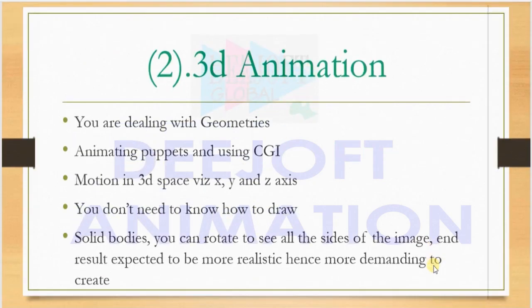3D animation is another example. You are dealing with geometries, animating puppets and using computer generated images, the motion and X, Y, and Z axis. The good thing about it is that you don't need to know how to draw solid bodies. You can rotate to see all the sides of the image, unlike 2D animation where you can only see one part of the image. And the end result is expected to be more realistic, though demanding to create.